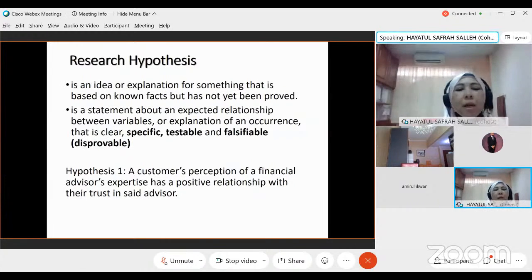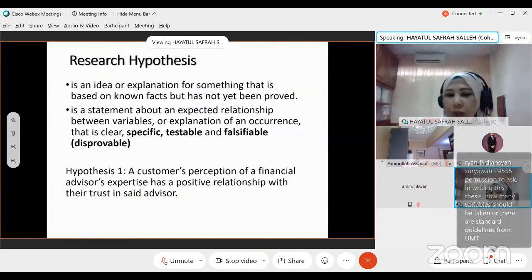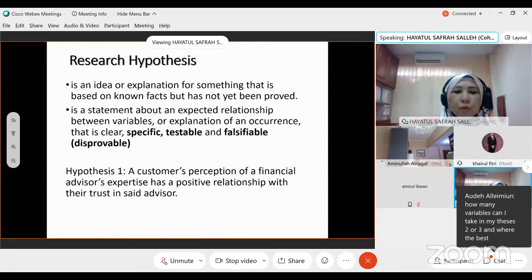You understand, right? In this hypothesis, it is very specific, because you want to test between the customer's perception and the advisor's expertise. And it is testable, because you want to see whether it's positive or negative. Is there any positive relationship between these two?